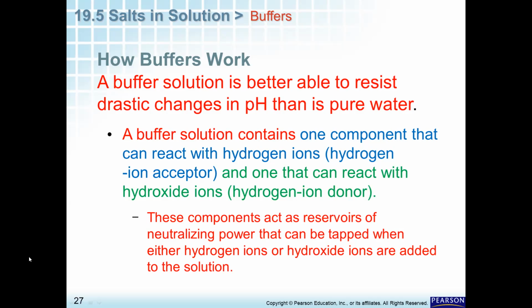When we add an acid, it will react with one component, which absorbs it like a sponge inside the solution. It will absorb whatever you add, and that is why the pH is not affected. All right. Or it will react with the other component if you add a base, and will absorb it. Let's see what these components are. These components act as reservoirs of neutralizing power that can be tapped, for either hydrogen ion or hydroxide.